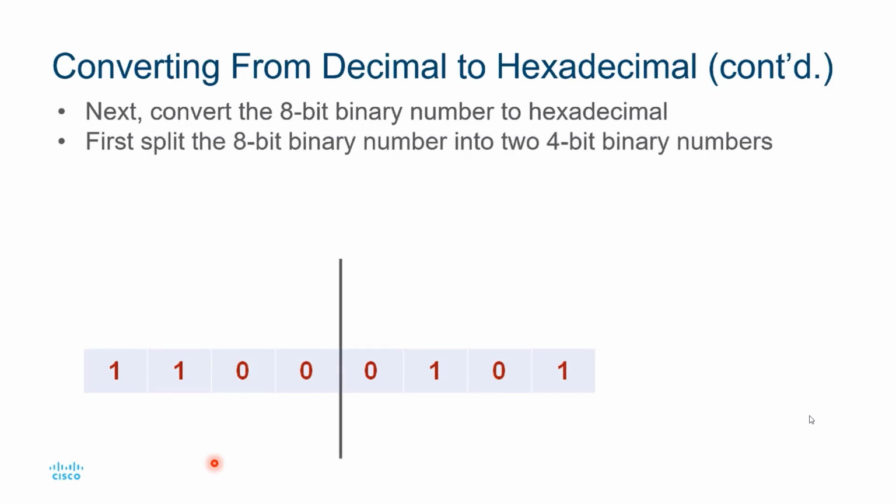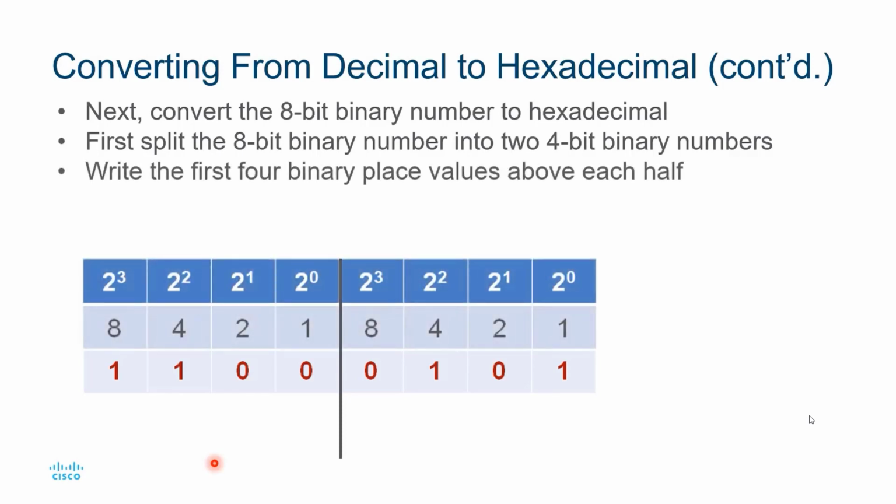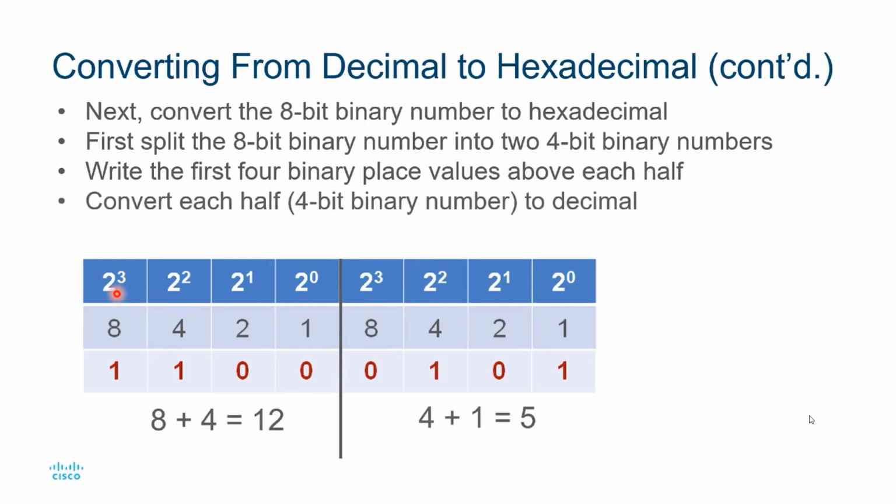Next, I'll convert the 8-bit binary number to hex by first splitting it into 2 4-bit binary numbers, and then I'll rewrite the first 4 binary place values above each half. So here I have 1, 2, 4, 8, and then repeated on the left 1, 2, 4, 8. Then I'll convert each half to decimal and then each decimal to its equivalent hex value. On the left side, we get 8 plus 4, which equals 12, and on the right side, we get 4 plus 1, which equals 5.